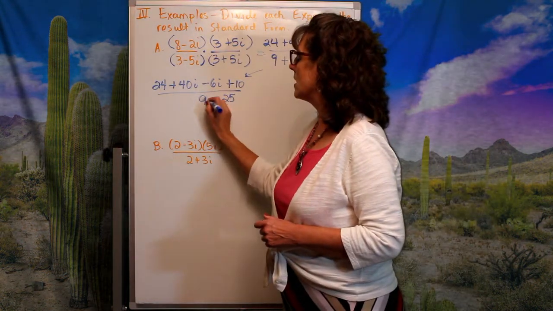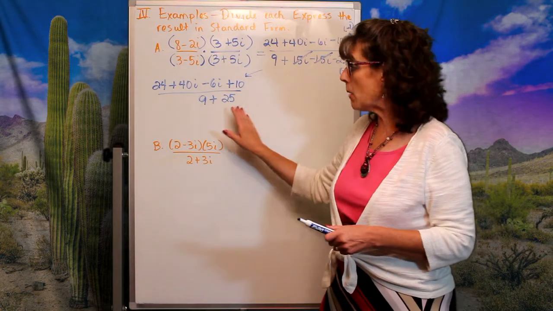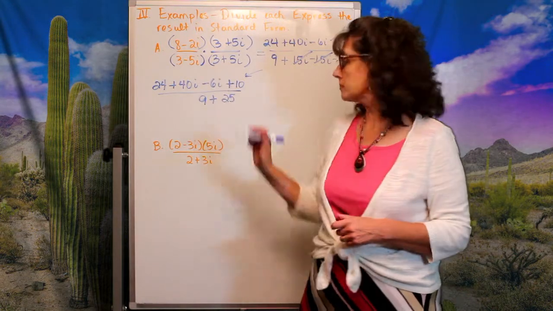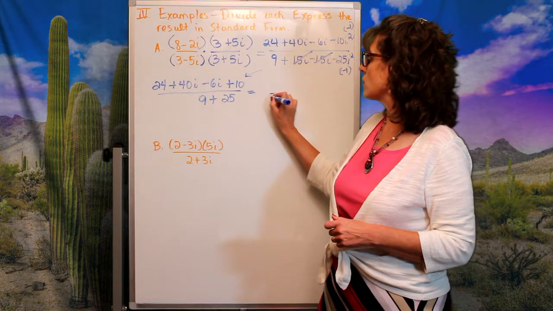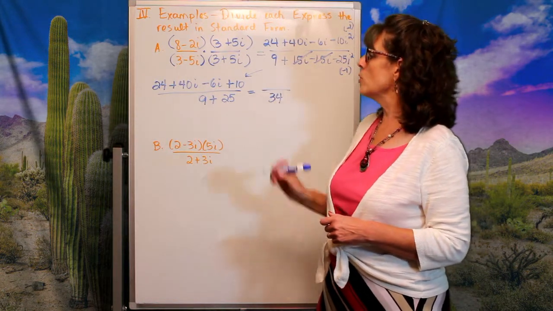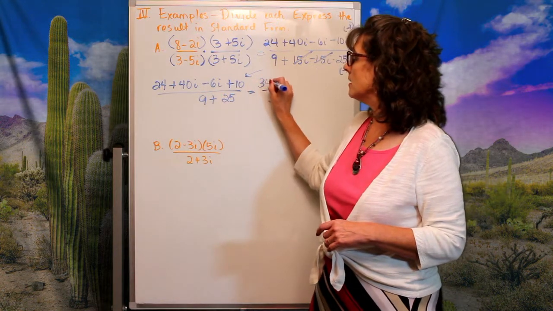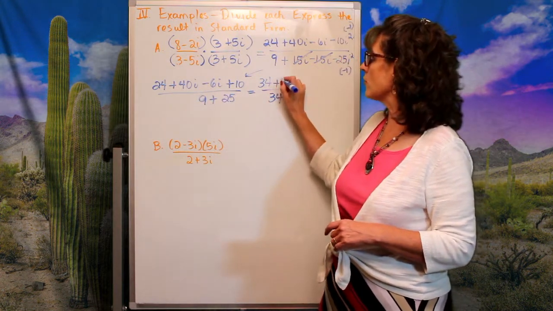I only have a 9 plus 25 down in that denominator, which I was hoping would happen. Remember, I wanted to get rid of the i down there. That's why I used the conjugate. So now I'm going to add these two up. 9 plus 25 is 34. And on that numerator, I'm going to combine my real parts. 24 and 10 is 34 again. And my imaginary parts, 40i minus 6i, will be another 34i.